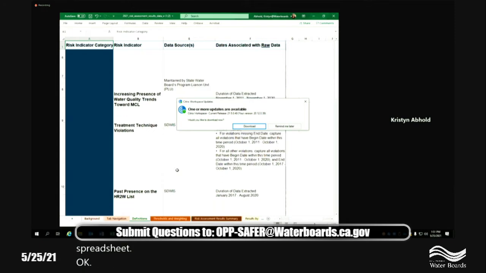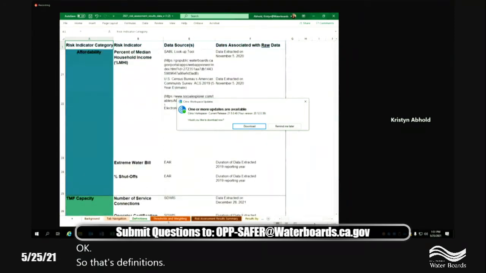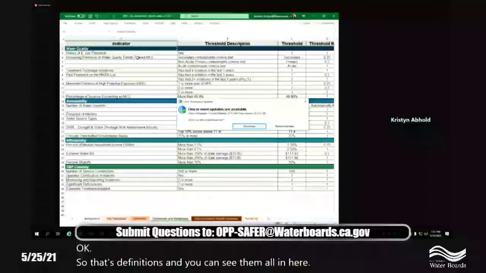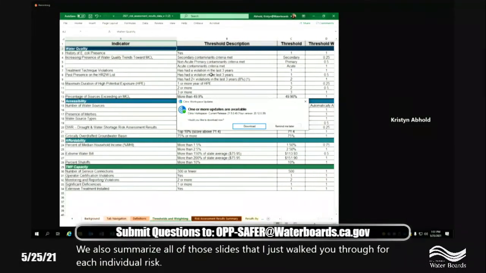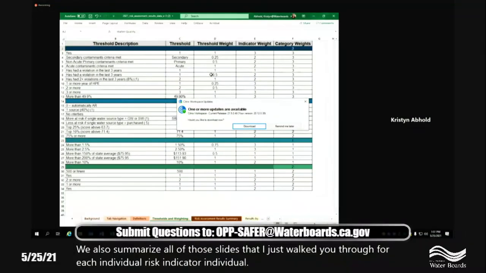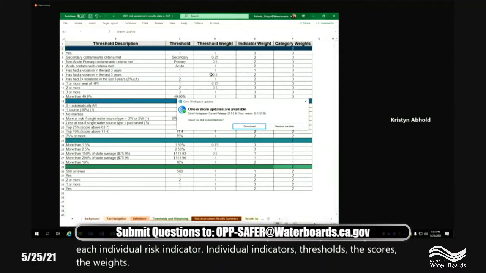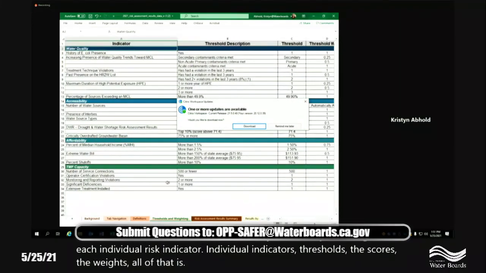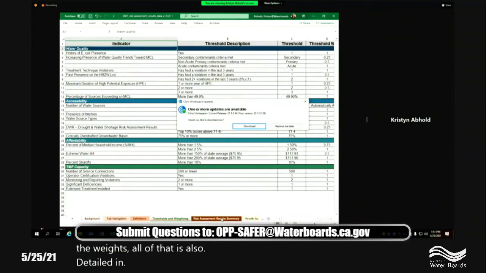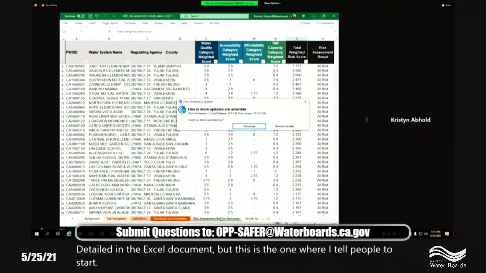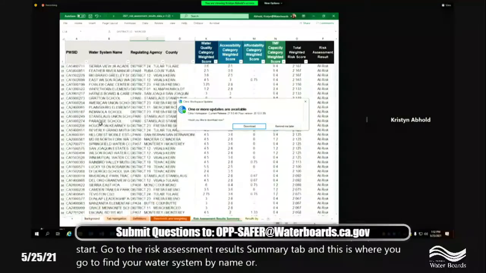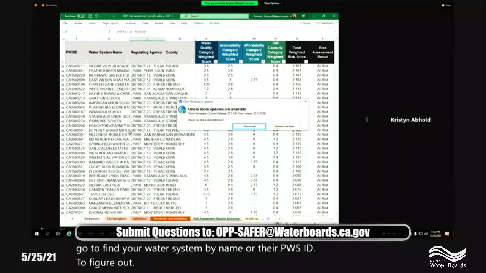Okay, so that's definitions, and you can see them all in here. We also summarize all of those slides that I just walked you through for each individual risk indicator, their thresholds, the scores, the weights, all of that is also detailed in the Excel document. But this is the one where I tell people to start: go to the risk assessment results summary tab. This is where you go to find your water system by name or their PWS ID to figure out whether or not they're at risk.